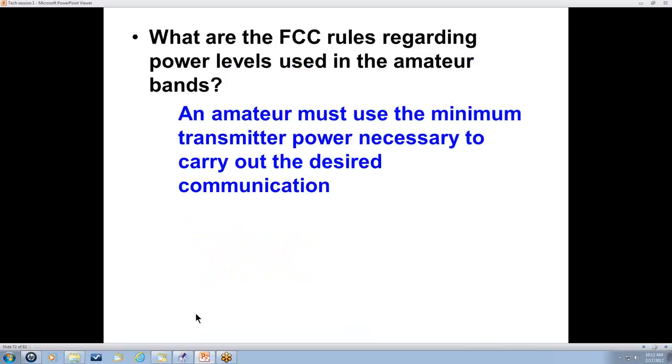What are the FCC rules regarding power levels used in the amateur bands? This is probably the most violated of all the regulations. It says an amateur must use the minimum transmitter power necessary to carry out the desired communication. In some cases, we just don't pay much attention to what minimum power would do it. We just squeeze the microphone button and talk. Some of our radios don't have adjustable power, and that can be another consideration. But the rule is you use minimum power to carry out the desired communication.